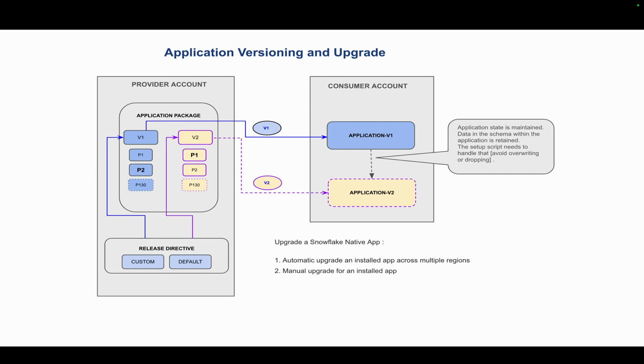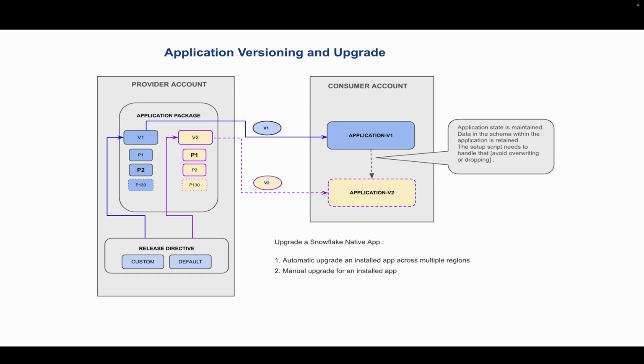In our scenario, we have assumed that we have an application package that has two versions, version 1 and version 2. At any given point of time, a native application can have two versions. In case you have to bring in version 3, any one of the versions of the existing stack, version 1 or version 2, will have to be deleted for version 3 to come in. Let's assume at this point of time we have just version 1. A version can have multiple patches and we can have up to 130 patches for a given version.